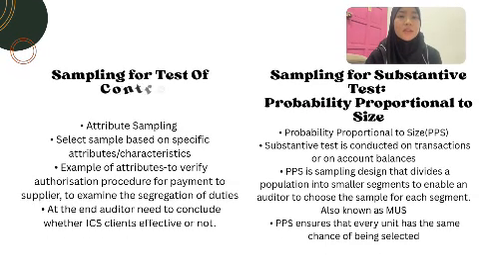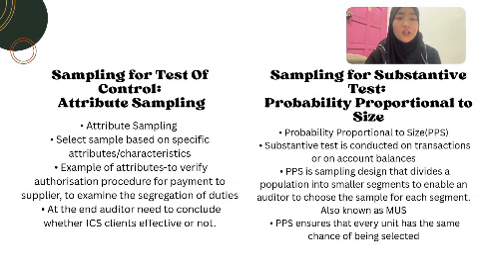The next one is sampling for test of control, which is attribute sampling, and sampling for substantive test, which is probability proportional to size. Attribute sampling selects samples based on specific attributes or characteristics. Examples of attributes: to verify authorization procedure for payment to suppliers, to examine the segregation of duties. At the end, the auditor needs to conclude whether the ICS of the client is affected or not.